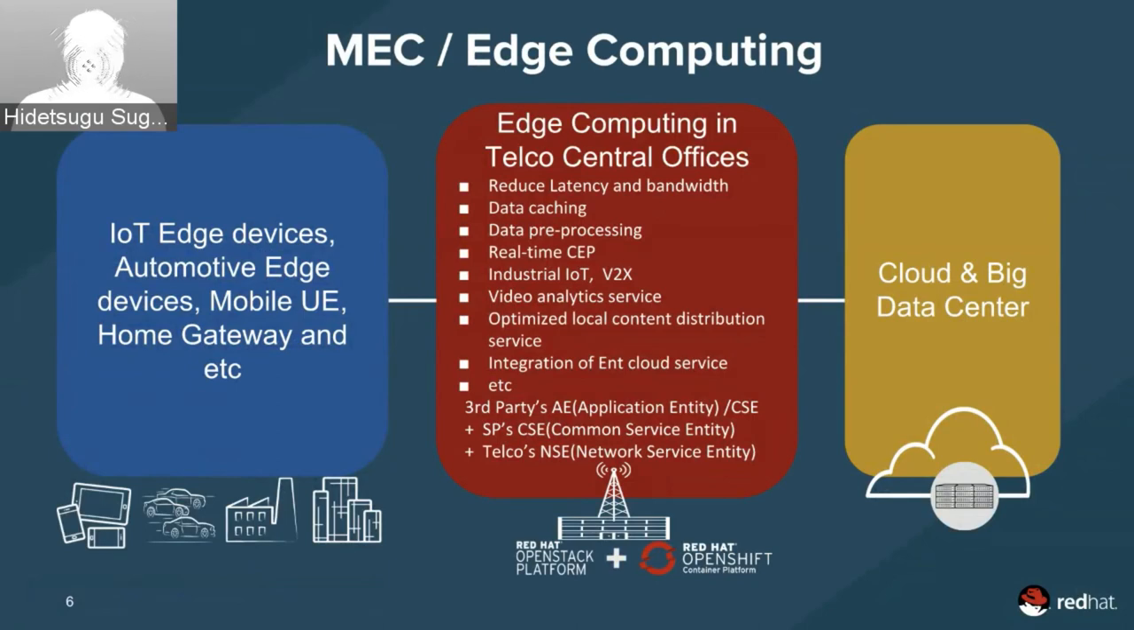And when it comes to executing actions in real time, Telco Edge Computing architecture can solve the challenges of latency, scalability, and security. We put the edge computing system in the Telco Central Office, between the customer device side and the data center side. The edge computing system can reduce latency and bandwidth, and provide data cache, real-time complex event processing, and data preprocessing for the events coming out of the devices. It can drive the communication between the device and the backend system.